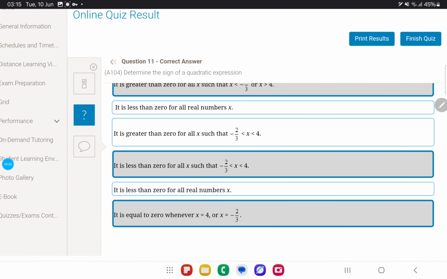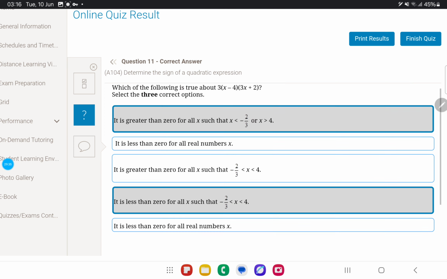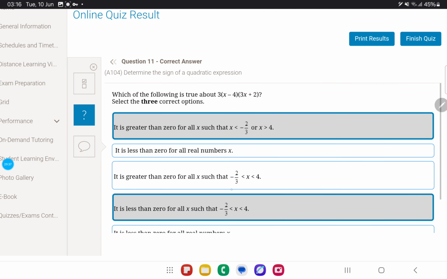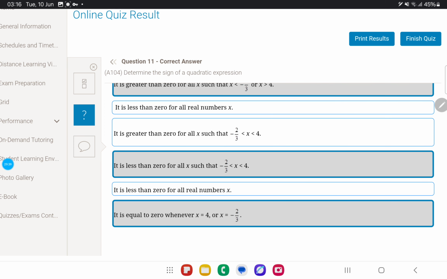Now for the last one, it is equal to 0 whenever x equals 4 or x equals negative 2/3. Like they said, it is equal to 0, so that means that they want the roots. We got the roots as x equals 4 and x equals negative 2/3. So yeah, that's it for this quiz.